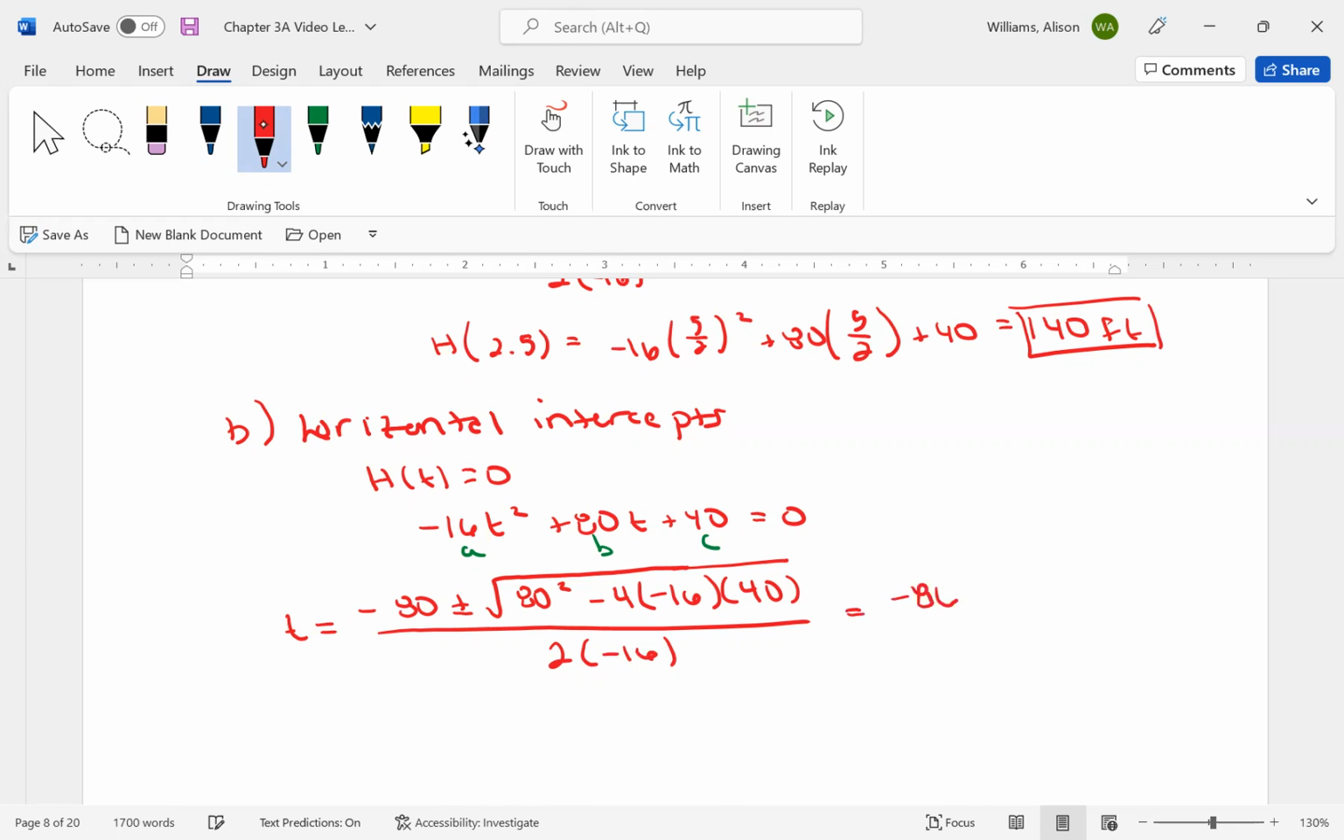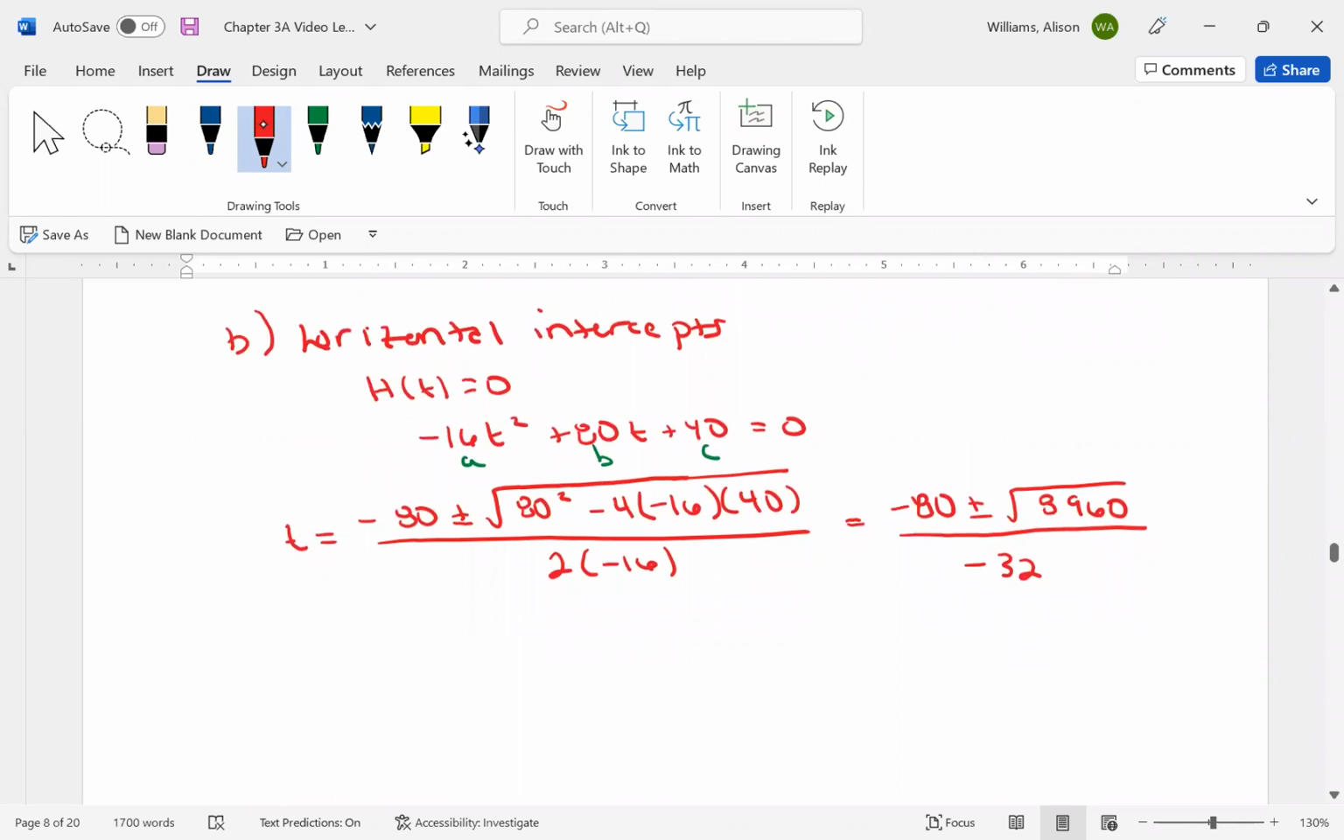So inside the radical, if you work out 80 squared, that's going to be 6,400. And then if you multiply negative 4 times negative 16, that's going to become a positive, times 40, and then combine that with the 80 squared, that's all going to come out to the square root of 8,960 over negative 32. Yuck. Okay. But there's really two answers sitting here. The first answer is the plus case. And the second answer is the minus case.